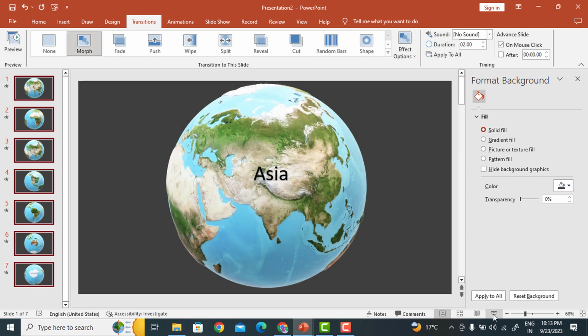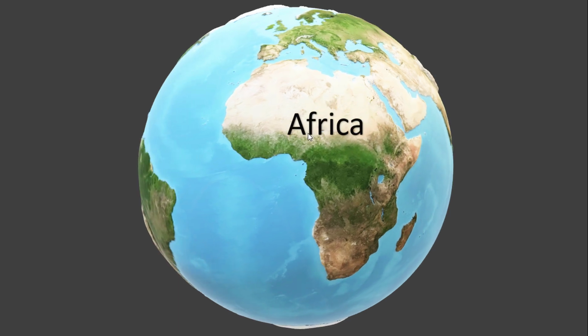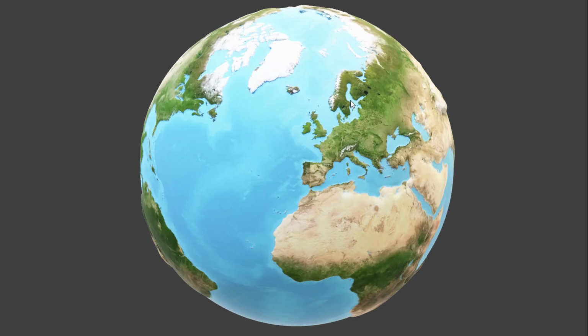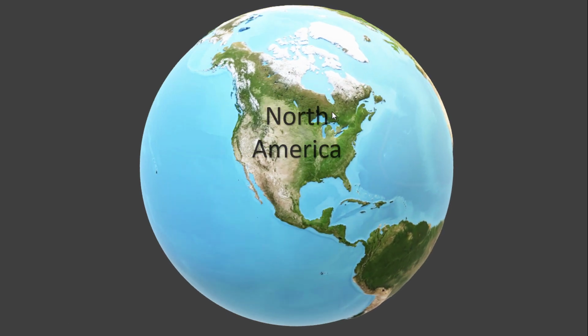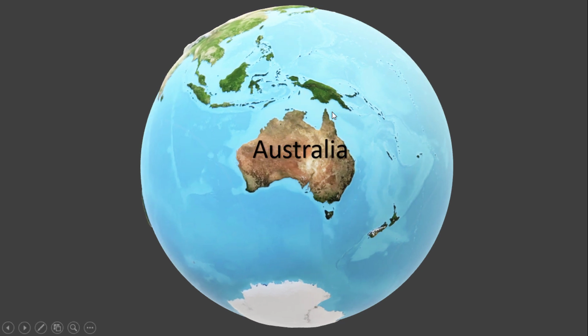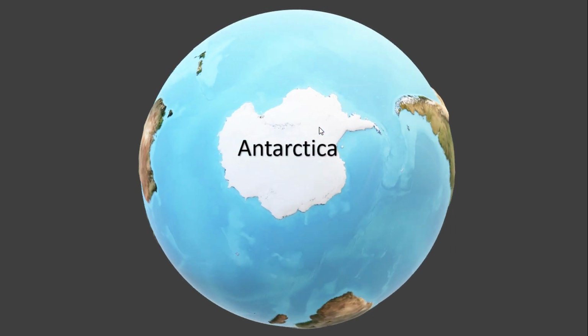Now go to slideshow. Click here. It will go to Africa. Click here. It will go to Europe. Click here. It will go to North America. Click here. It will go to South America. Click here. It will go to Australia. Click here. It will go to Antarctica. So this is how we can create a 3D globe in Microsoft PowerPoint.